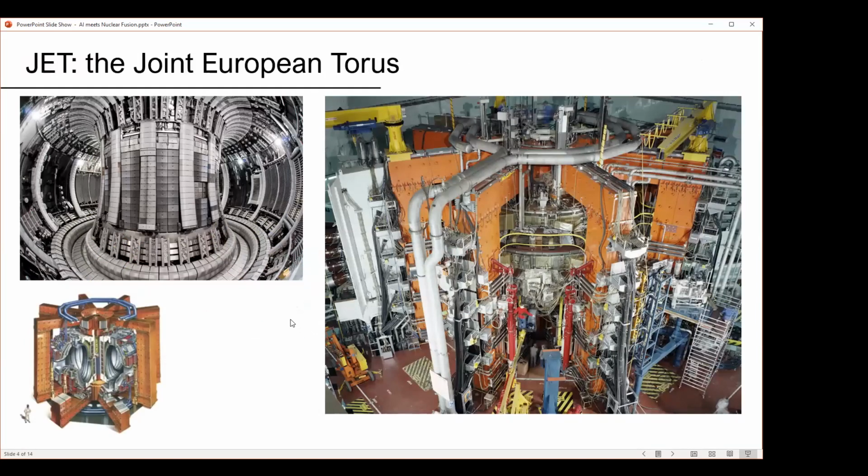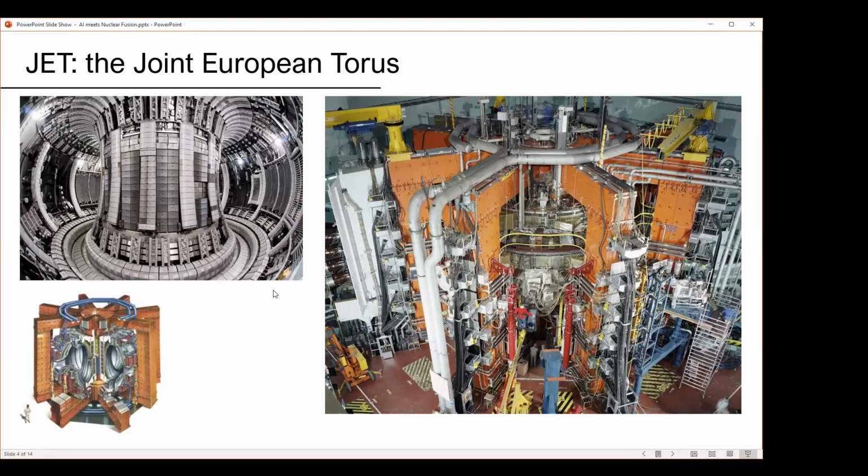So the Joint European Torus is a machine designed in the 70s, built in the 80s. It started operating in the UK, and it has been the stage for a very intense European collaboration around fusion. So JET nowadays, as we are in the 2020s, is about to be decommissioned. So in a few years, it will stop operating, at least as it is nowadays.